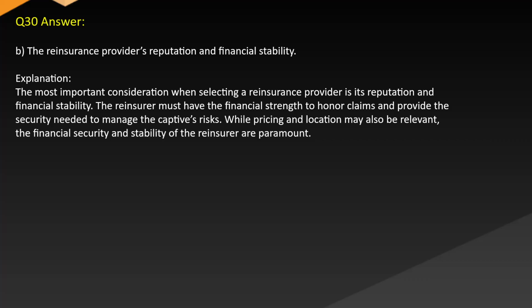Answer: B. The reinsurance provider's reputation and financial stability. Explanation: the most important consideration when selecting a reinsurance provider is its reputation and financial stability. The reinsurer must have the financial strength to honor claims and provide the security needed to manage the captive's risks. While pricing and location may also be relevant, the financial security and stability of the reinsurer are paramount.